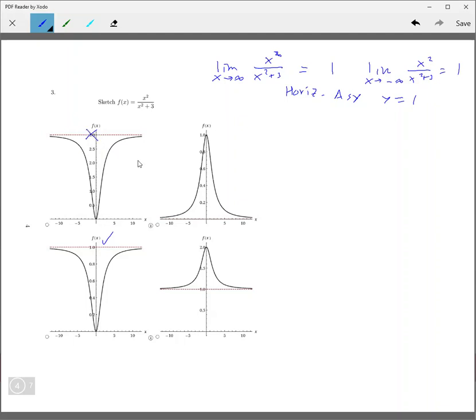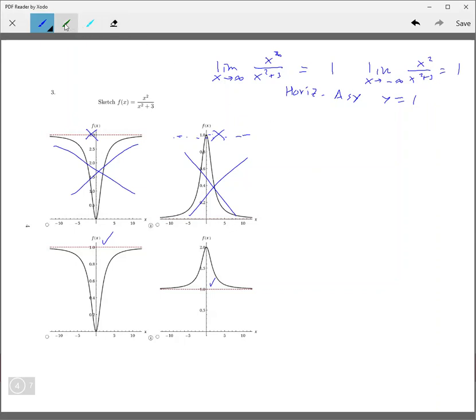This one's at 3, so that's off. This one doesn't have it. We should have a horizontal asymptote. That doesn't have it. This one has it. So that means that these two answers are eliminated.